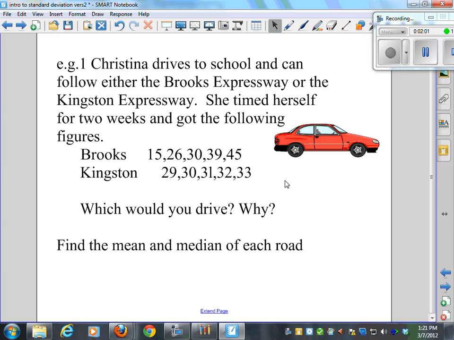All right, well, it's consistent. That's good. Let's just jot that in there. So the Kingston is consistent. And the Brooks seems to be getting worse as the week goes on, right? But I may have put them in order. I maybe shouldn't have done that. But would we say that it is inconsistent? Yes. Okay.